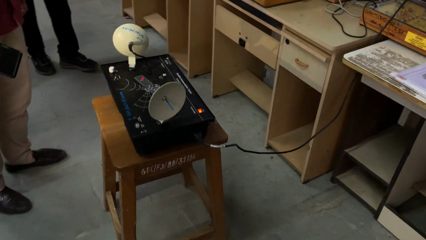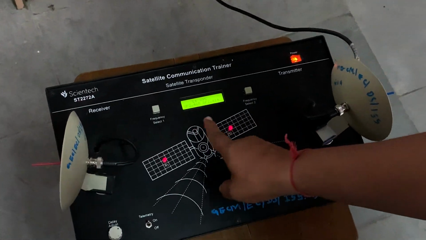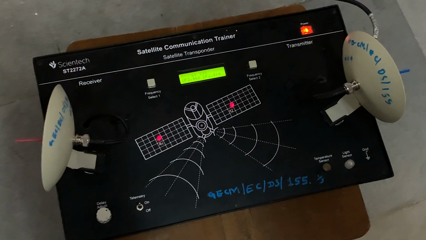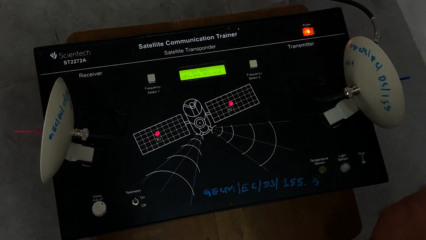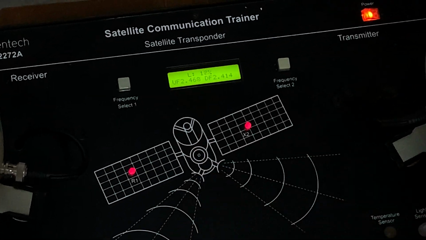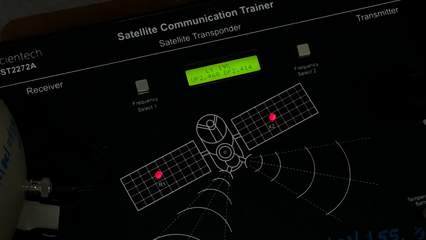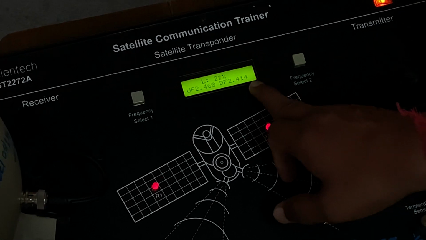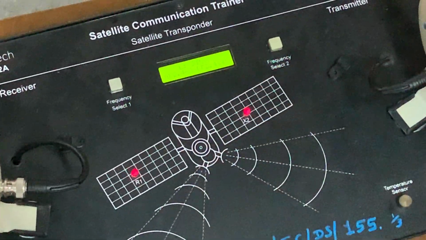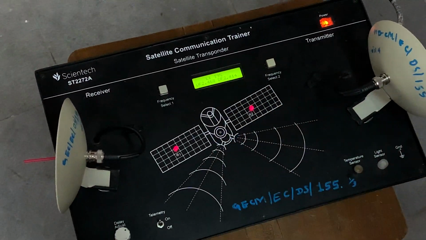You can see this is the transponder. In the transponder, again we have to select frequency 1 and frequency 2. Frequency 1 indicates the uplink frequency. The uplink frequency we will select over here. It is 2.468, which is the same as the uplink transmitter module we have selected. The downlink frequency we are selecting here is 2.414, which can be selected from this particular knob. Now keep in mind that the uplink frequency will always be greater than the downlink frequency.